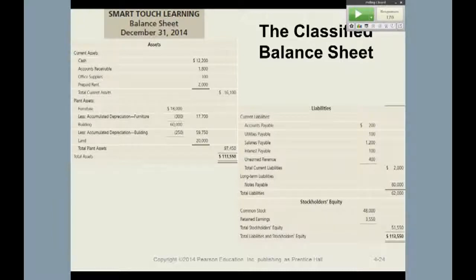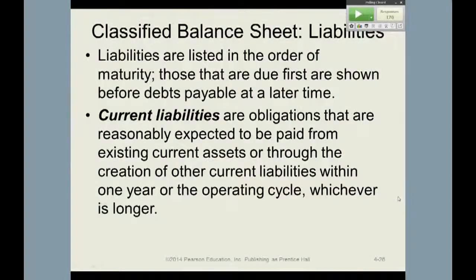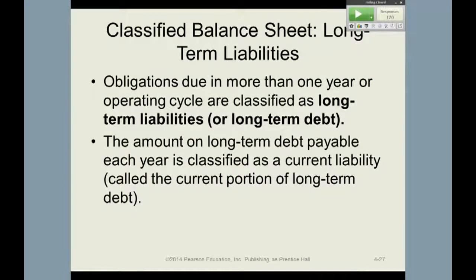Now, just one last point. We have to think about what we mean by the current classification. Current liabilities, again, are just like current assets in terms of time. Liabilities, of course, as I said, are listed in the order of maturity. Current come first, then long-term. The current liabilities, as we would think, again, it's 1 year or one operating cycle, whichever is longer. And the long-term liabilities, of course, would be obligations due in a period longer than 1 year or operating cycle. Long-term debt, of course, is an example of a long-term liability.